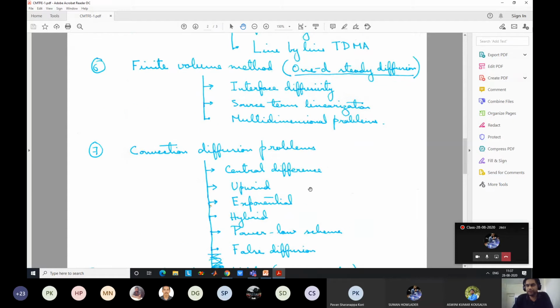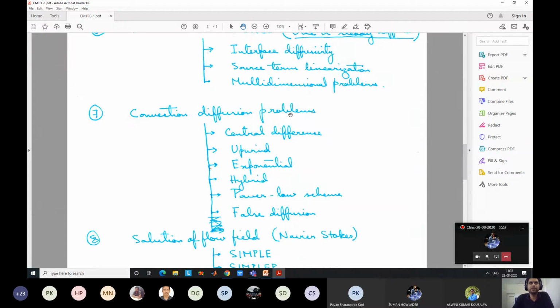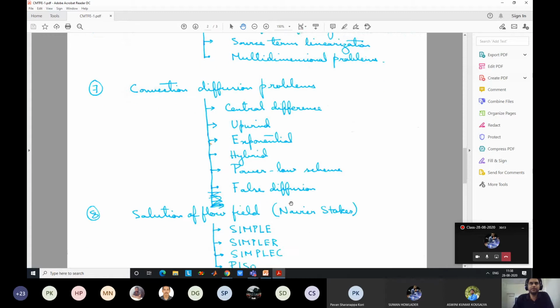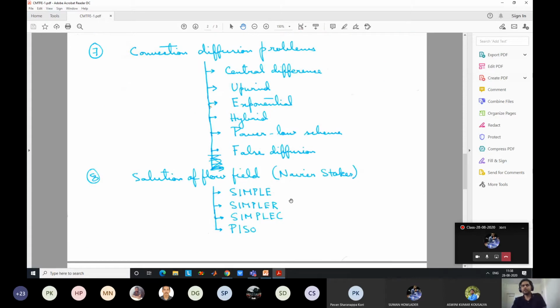Then we'll go into more complex problems. Till now, whatever I have explained is for simple conduction type of problems or diffusion type of problems where there is no flow. Then we will go for flow plus diffusion problems, so both flow and conduction. And there are different schemes: central difference, upwind, exponential, hybrid schemes, power law schemes, QUICK scheme. We will study all these different schemes. Some concepts such as false diffusion also we will study.